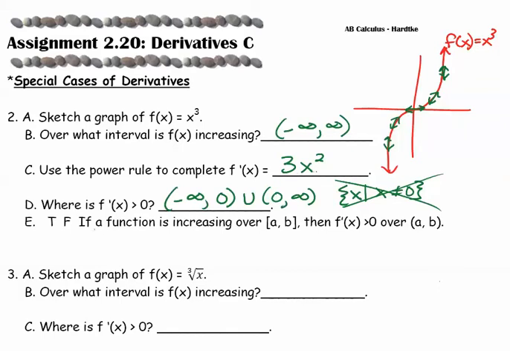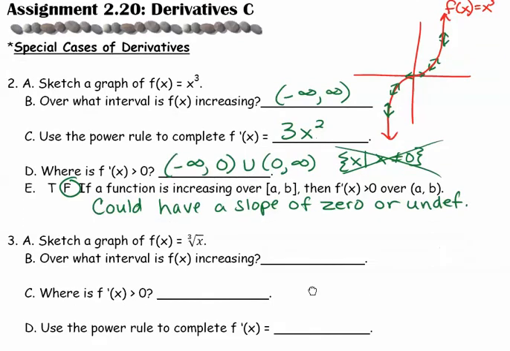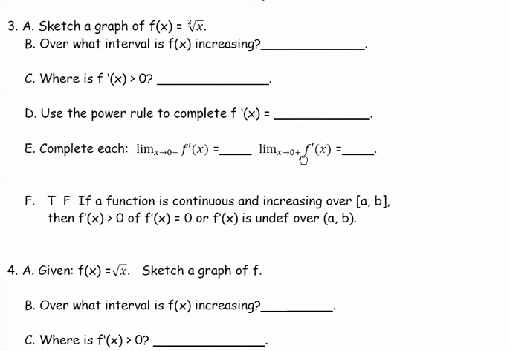Okay, so let's put this together. If a function is increasing over an interval, does that mean that its derivative is always greater than 0 over that open interval? And that would be false because it could have a slope of 0. And there's actually another case we're going to see later where the slope could also be undefined. So we could have a horizontal tangent or a vertical tangent, and our function could still be considered increasing. So there's always the exceptional cases that you have to think about.